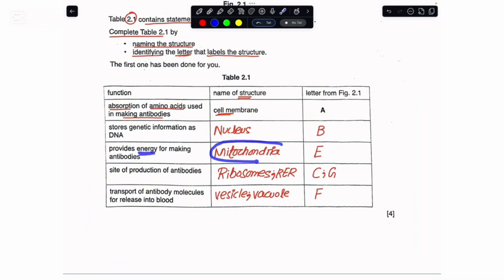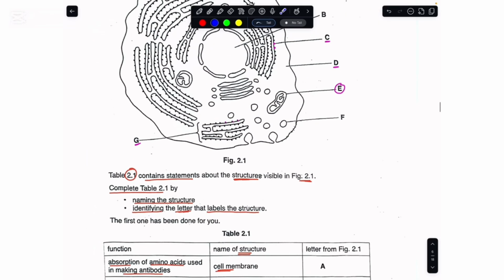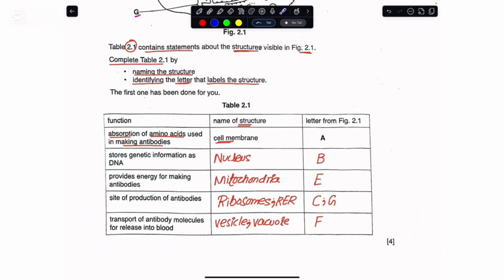Energy is always released by the mitochondria with the help of aerobic respiration. And the letter that we have got for the mitochondria is E. Now, here they have asked what is the site of the production of antibodies. What we know is that these antibodies are proteins, and proteins are always synthesized by the ribosomes, or they are made on the rough endoplasmic reticulum.